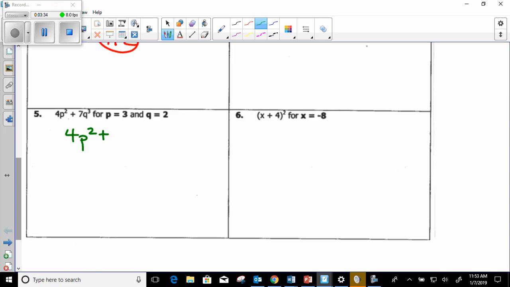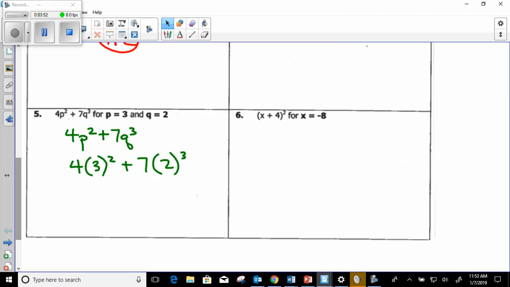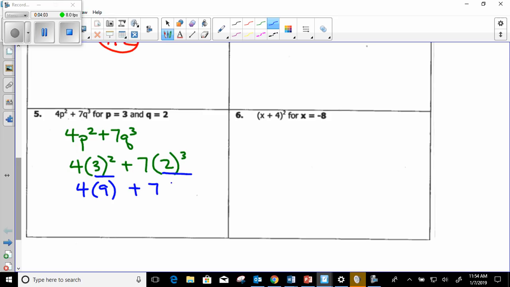4p squared plus 7q to the third. So you're going to multiply 4 times 3 squared plus 7 times 2, which is cubed. Now do your exponents first. So 4 times 9 plus, and you can do 2 at a time since they're separated, 7 times 8. And then, of course, your next step would be 36 plus 56, and that gives you 92.